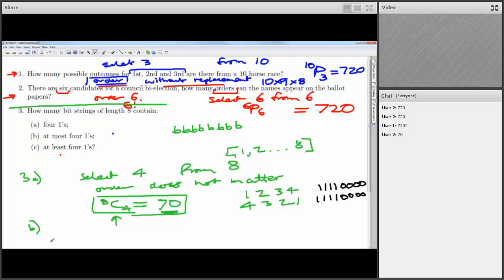What about 3B? So all of them so far, 1, 2, and 3A, really are just thinking about, when you're picking stuff, whether they have order or not. 3B is a little different, and that is: how many bit strings of length 8 contain at most 4 ones? So this one's not such a simple case. The first thing I have to do is understand what at most means.